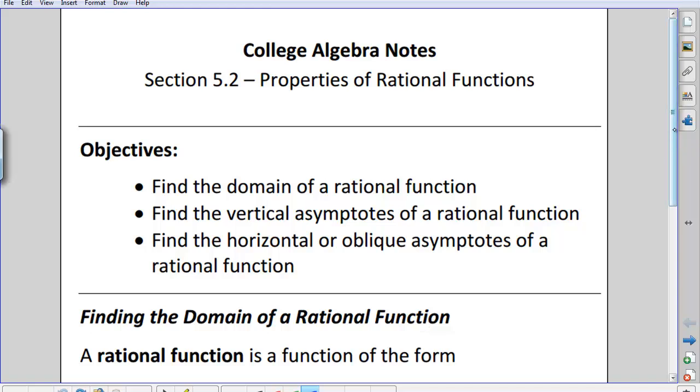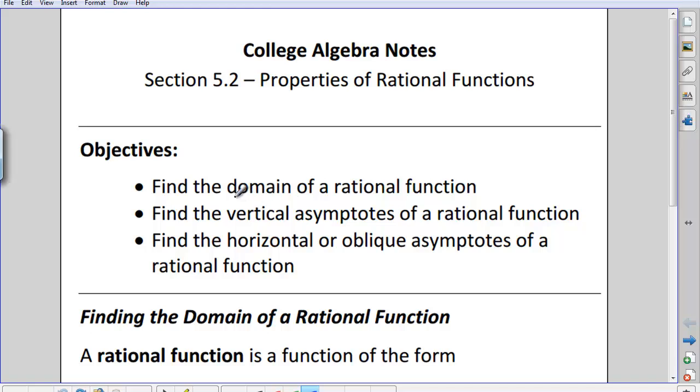Section 5.2 is titled Properties of Rational Functions. And so just like in section 5.1, where we looked at polynomial functions and some details and specifics on those, in section 5.2 we'll be looking at what are called rational functions and several different things involving those. You can see our objectives here.